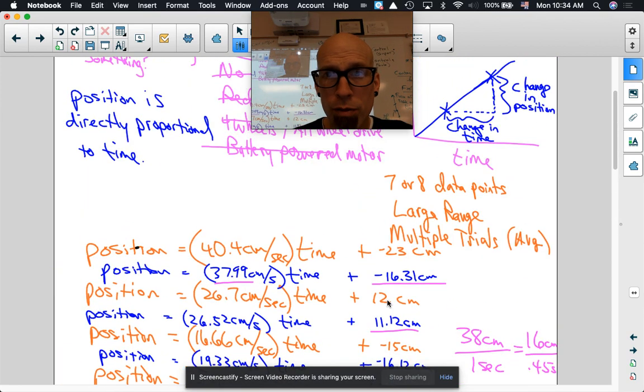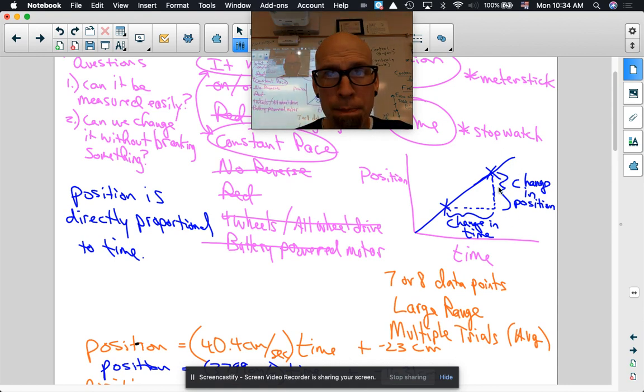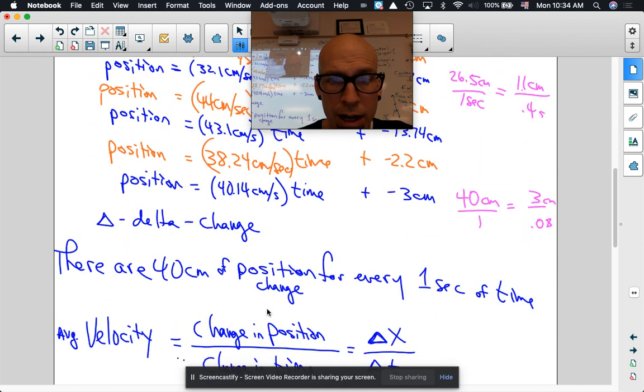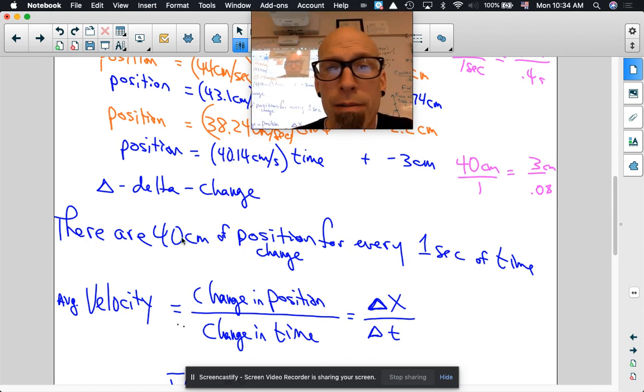Remember, it's the rise over the run. The rise is a position, a changing position. And then the run is a length of time. And so we see here that we're looking at around 40 centimeters. I think we looked at group 6 from that class period and said, hey, that's about 40. So there are about 40 centimeters of position change for every 1 second that goes by.